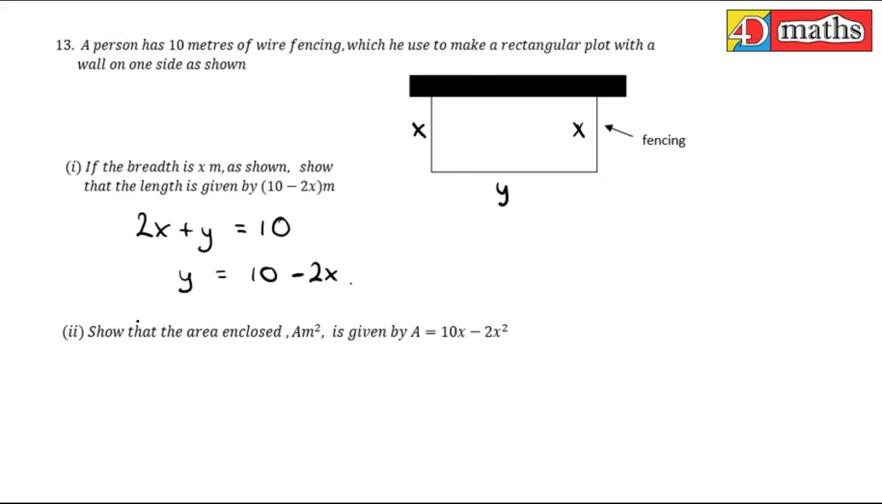Now looking at the area, the second part: show that the area is given by this. Okay, so what is the area? The area is length by width. So in this case it's x multiplied by y, or x multiplied by, now we know what y is, 10 minus 2x. So that's equal to 10x minus 2x squared.